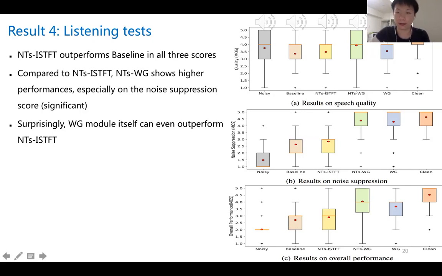And then let's listen to some audio samples.